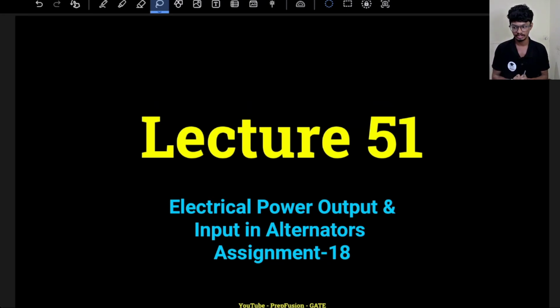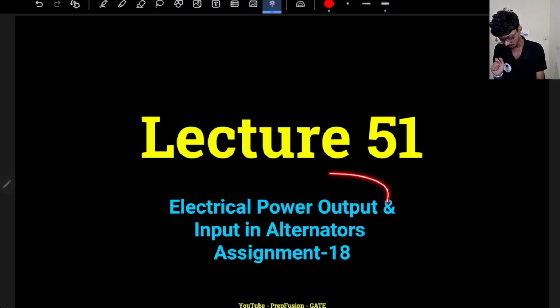I am Anish and today we will start with lecture 51 of synchronous machines. So today we will discuss electrical power, output and input for alternators. We will understand motors in the next lecture. Today we will discuss specifically alternators or generators, and we will obviously solve a few questions on that.